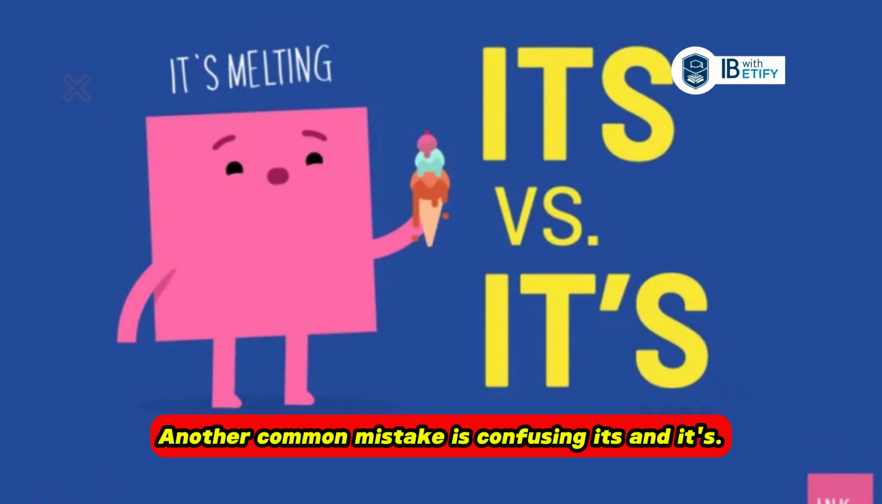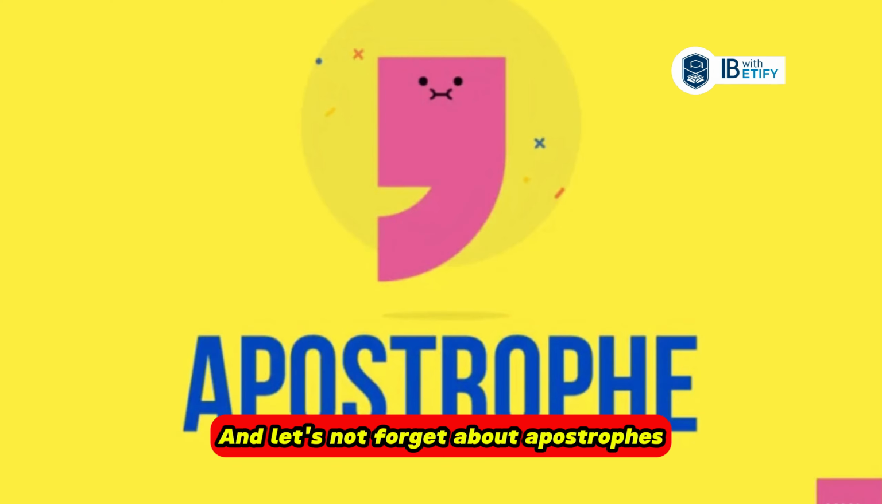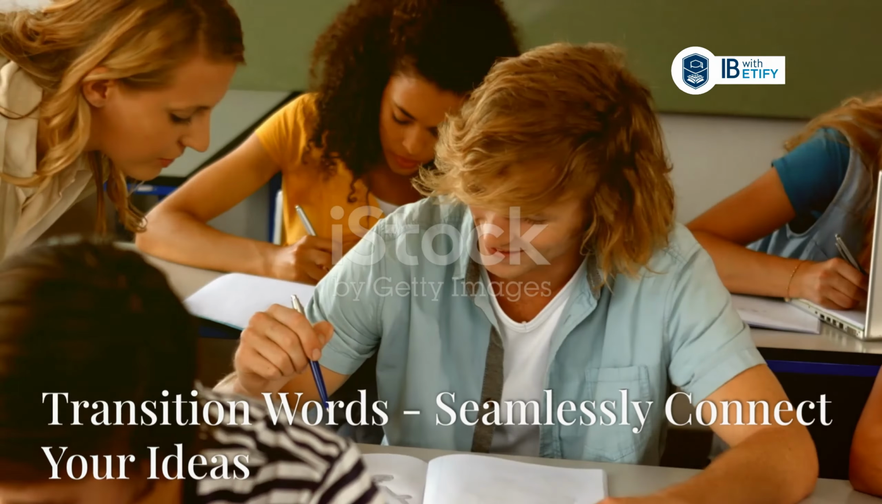Another common mistake is confusing its, which shows possession, and it's, which is short for it is. Easy peasy. And let's not forget about apostrophes. They're used to show possession and to form contractions. Just remember, practice makes perfect.